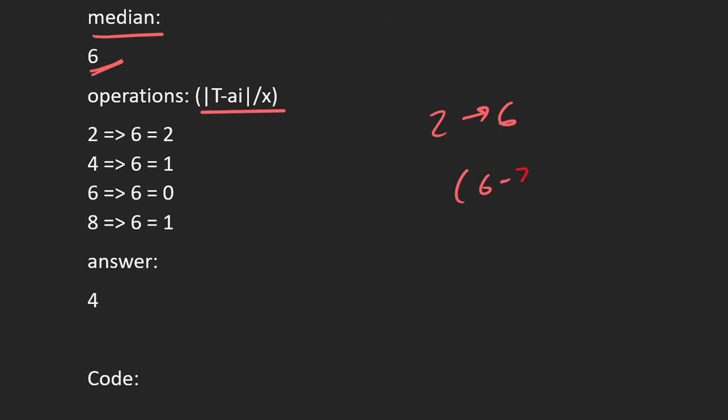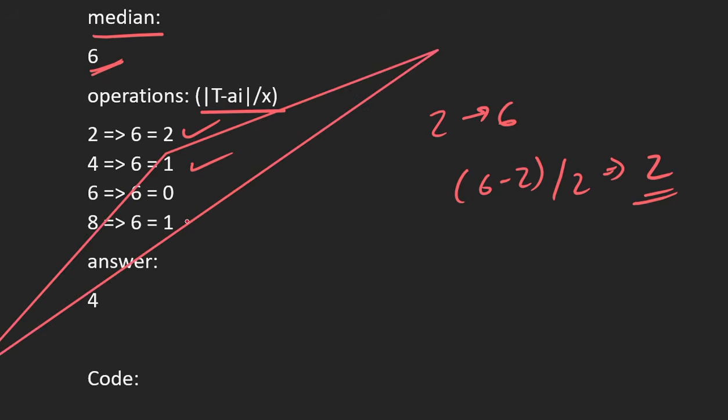So 6 minus 2 divided by 2, that is 4 by 2, is 2. So 2 operations are required to convert 2 to 6. Then 4 to 6 takes 1 operation, 6 to 6 takes 0 operations, and 8 to 6 takes 1 operation. So the total number of operations is 4. So 4 operations are required, so the output is 4 here.